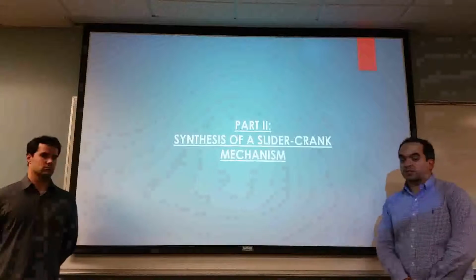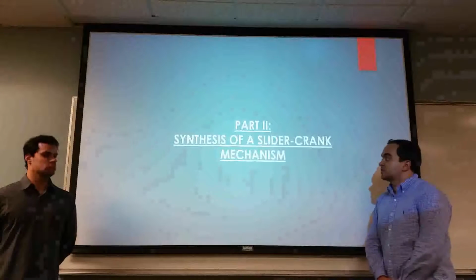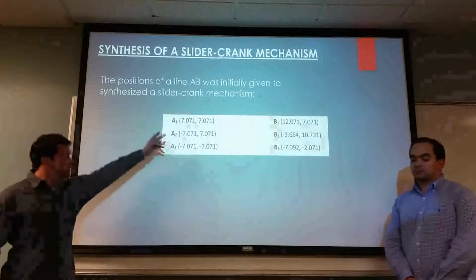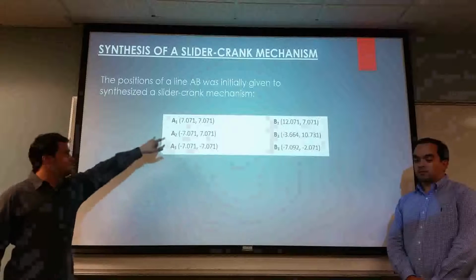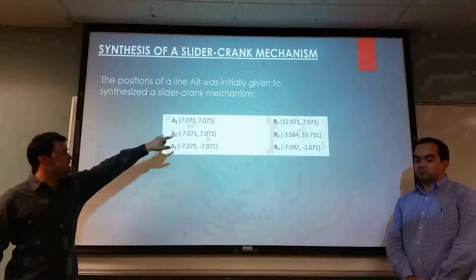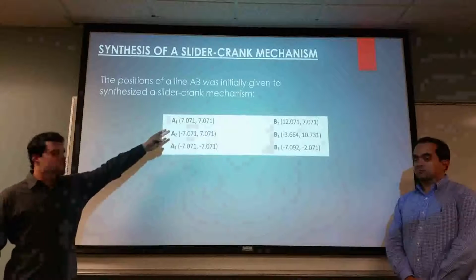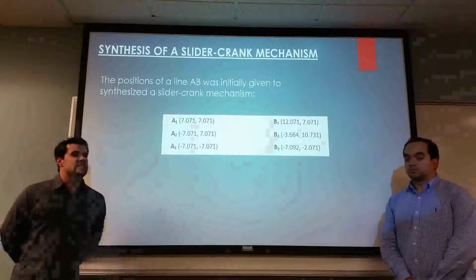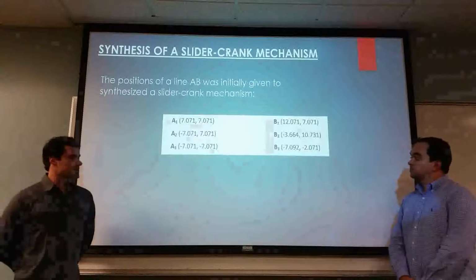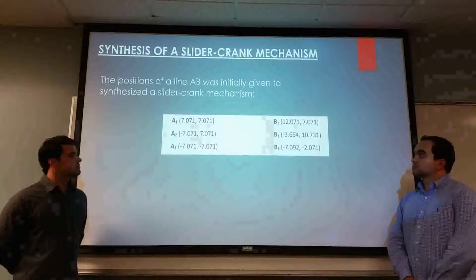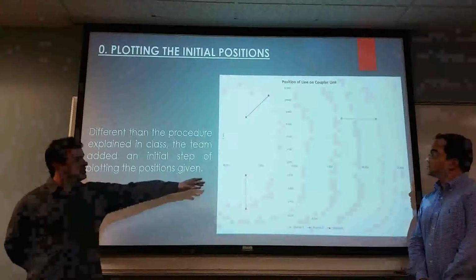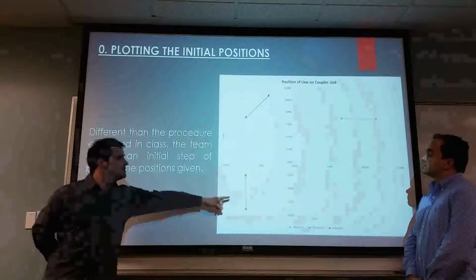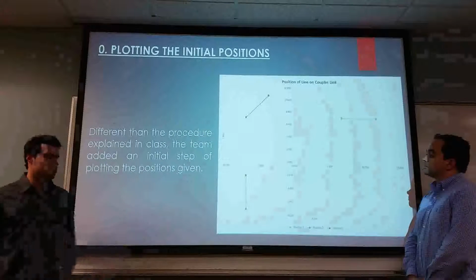Now Jonathan is going to explain the part 2, synthesis of the slider crank. For the slider crank, we were given 6 sets of variables, A1 and A and B points, with 2 sets of coordinates along the XY axis. We plotted these coordinates in an Excel spreadsheet. As shown here, we have position 1, position 2, and position 3 for the points A, B.